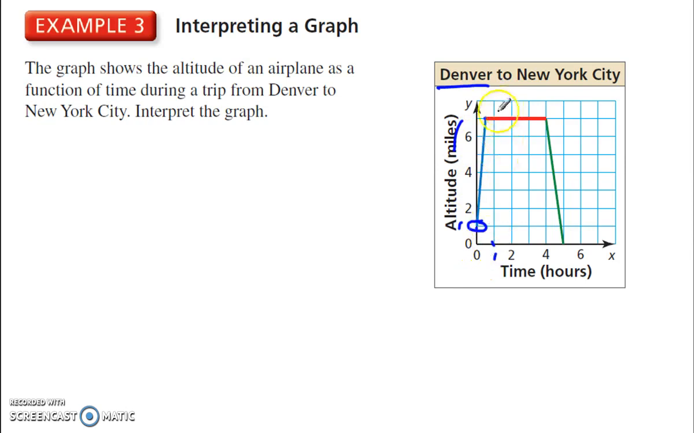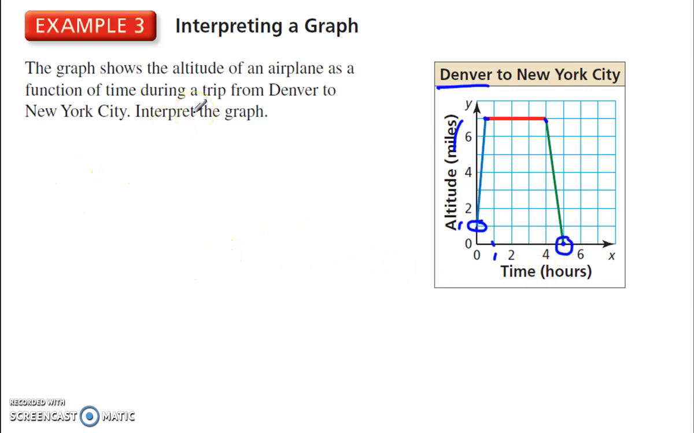This is 1 right here, halfway in between. So in 30 minutes, it rises to its cruising altitude of 7,000 feet. It stays at its cruising altitude for 3.5 hours, and then it descends at a constant rate until it reaches sea level, which is where New York City is. New York City is at sea level, and it spends 1 hour in descent. After 5 hours, it will have arrived at sea level.